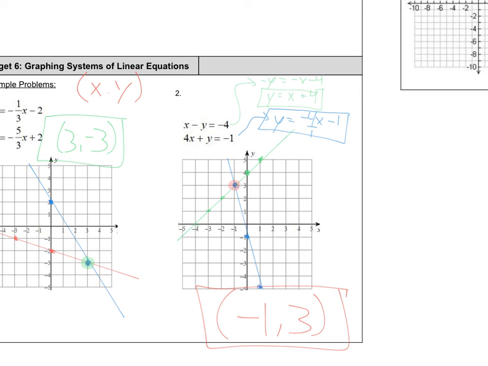All right, so now you have 3 different methods in your arsenal to solve systems. You have substitution, elimination, and graphing. If you have any questions, let me know.